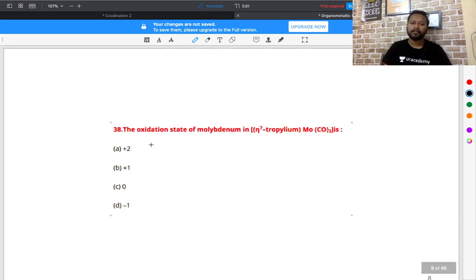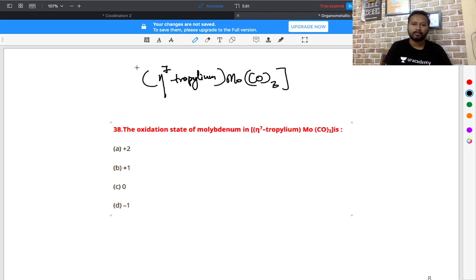Over here it says the oxidation state of molybdenum in this, that is eta 7 tropylium, and then you have molybdenum and CO3. Okay, this is the complex, and they have asked what is the oxidation state of this. Just try to do this one. So how do we do that?